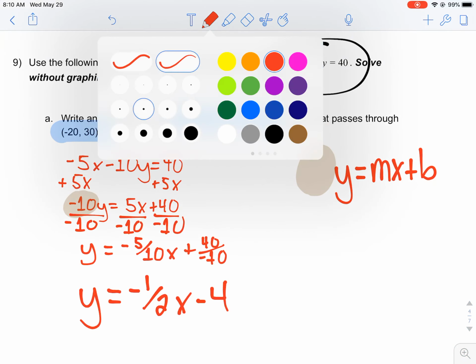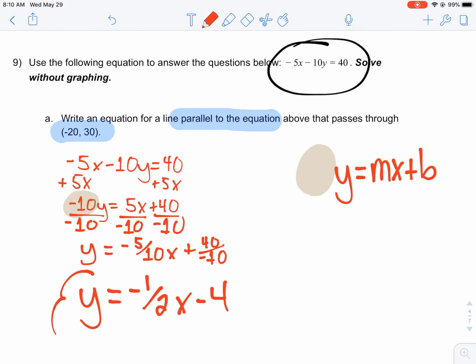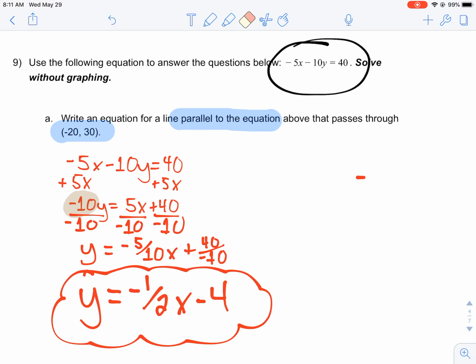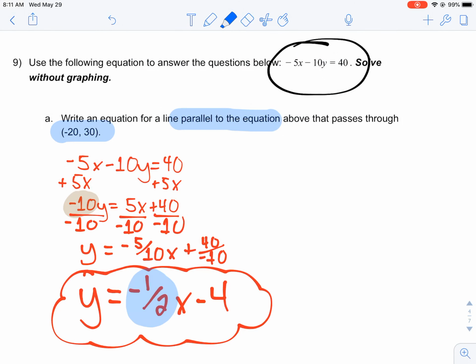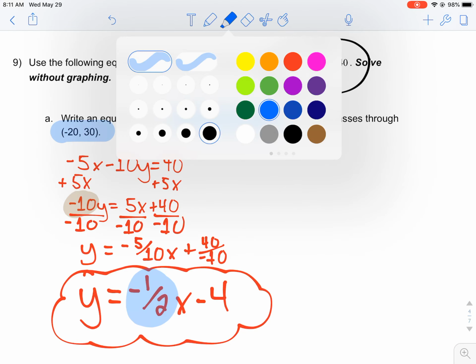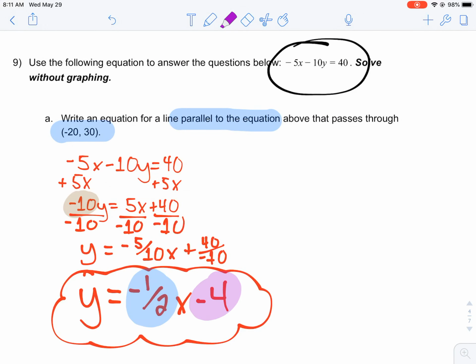So now I have the original equation they gave us. This is in slope-intercept form now. Now I can work with this. Since I know parallel lines have the same slope, I can focus on the slope. The slope I have here is negative 1/2. Now, you'll notice that negative 4 is our y-intercept. However, parallel lines have different y-intercepts.